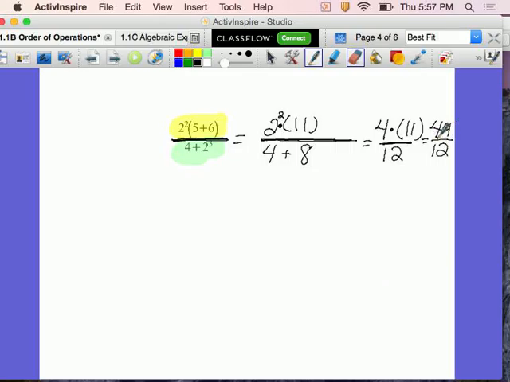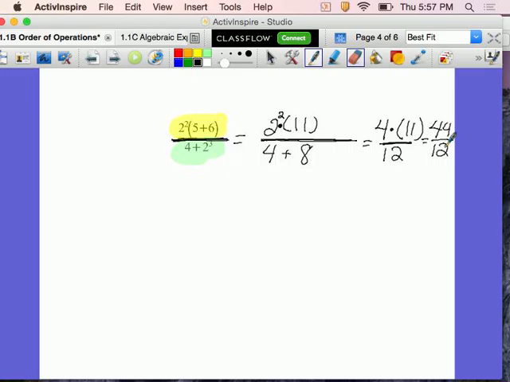This is a fraction, so now you need to change to your fraction knowledge and go, well, do I need to simplify it? Do I need to divide it? What can I do? Well, 44 divided by 12, first of all, that's not an even number.